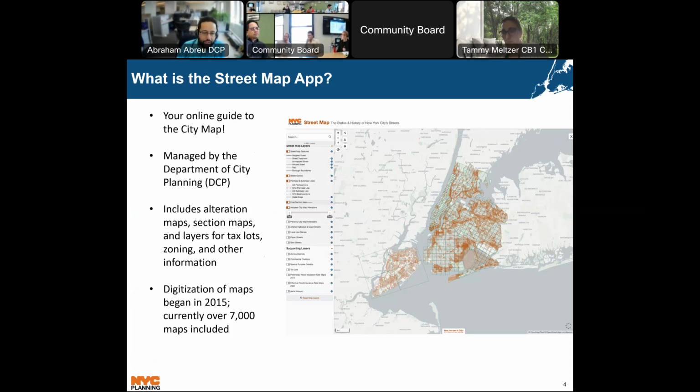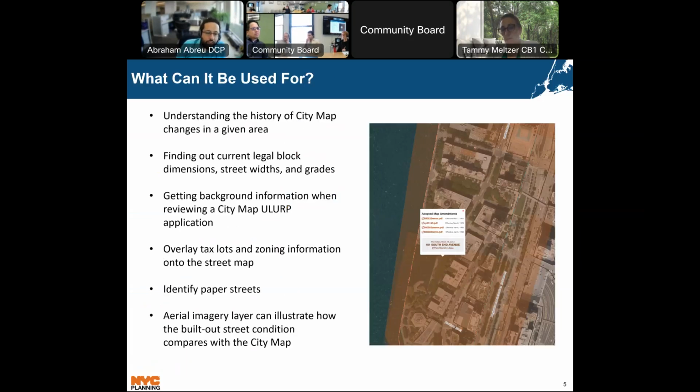So I said it's the online guide to the city map, right? So what can it be used for? Understanding the history of city map changes in any given area, finding out legal block dimensions, street widths, and elevations or grades. It's really good for doing background research when you're looking over a city map ULURP application. You can also overlay tax lots and zoning information on top of the street map to see how those two play together.